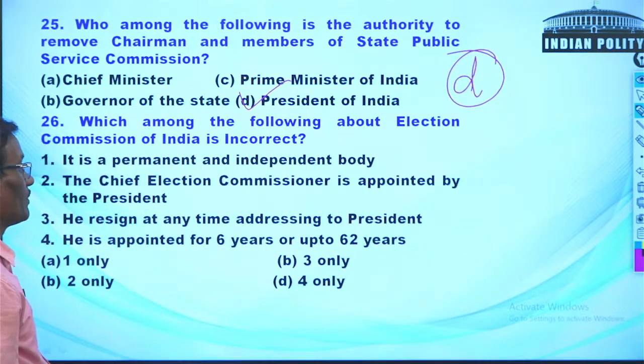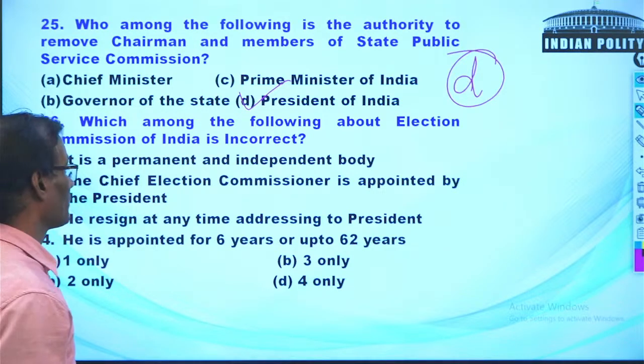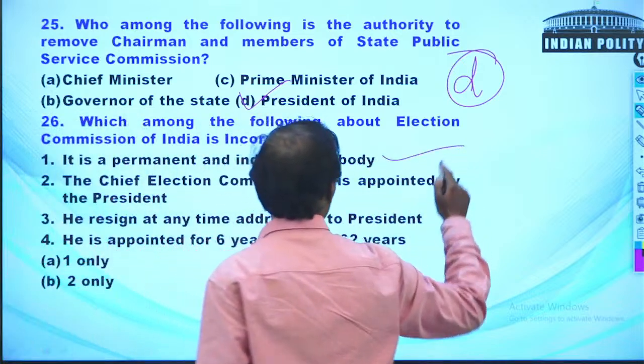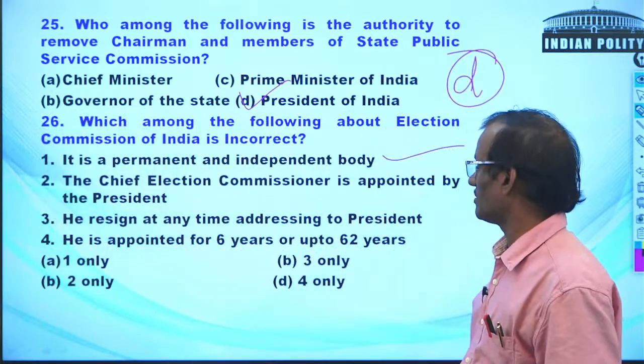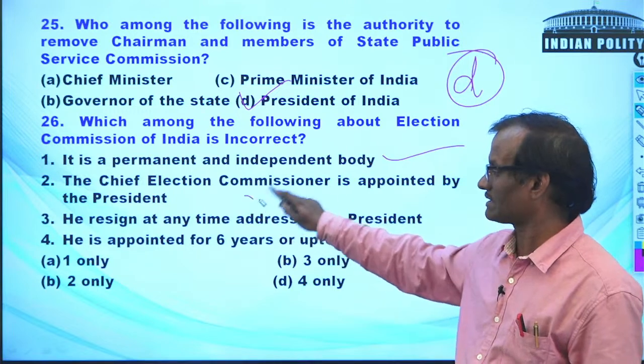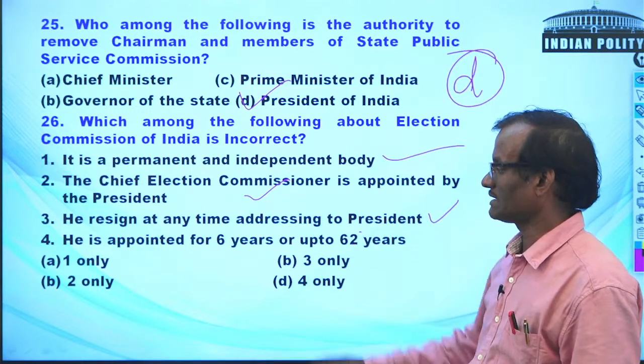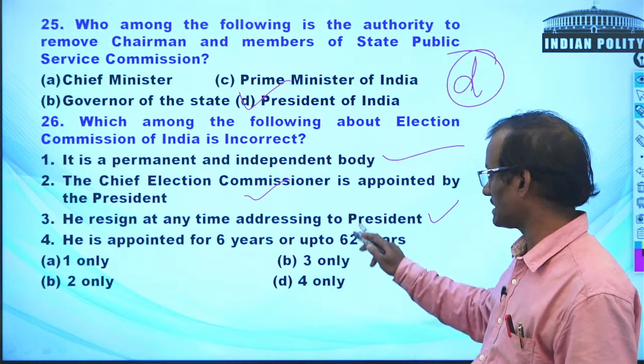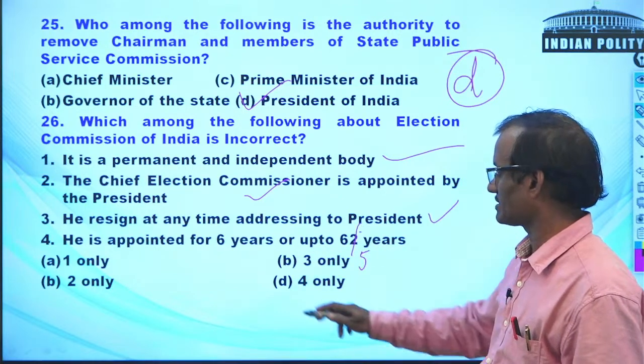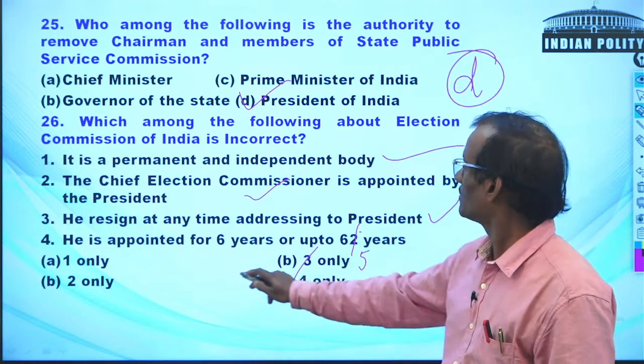Which of the following about the Election Commission of India is incorrect? It is a permanent and independent body. Yes. And the Chief Election Commissioner is appointed by the President. Yes. He resigns at any time by addressing the President. Yes. He is appointed for 6 years or until 65 years of age. So that is correct. So the answer is D.